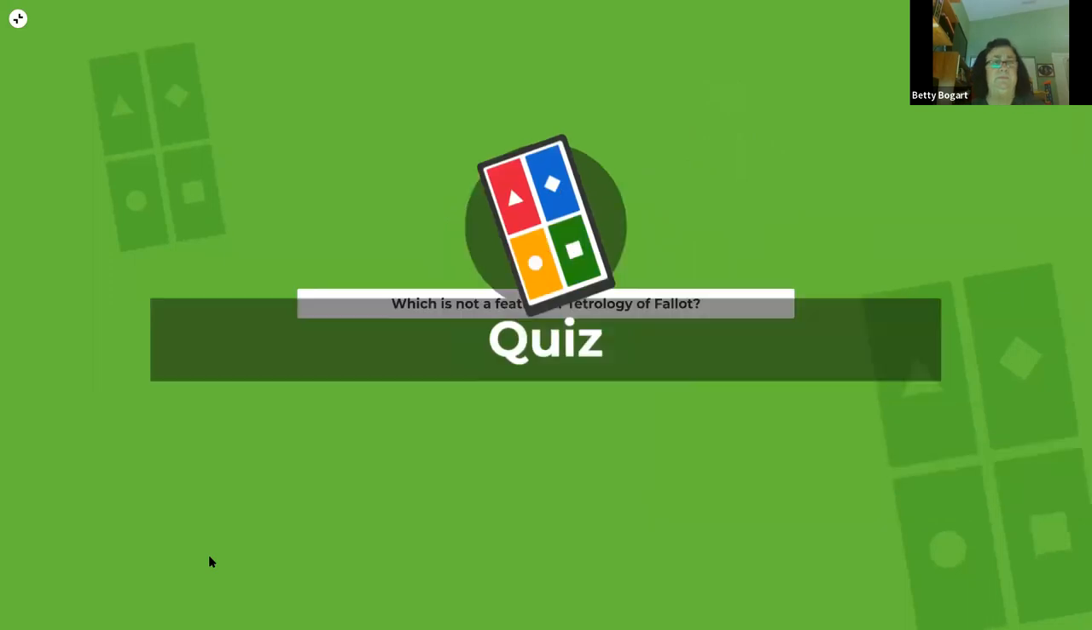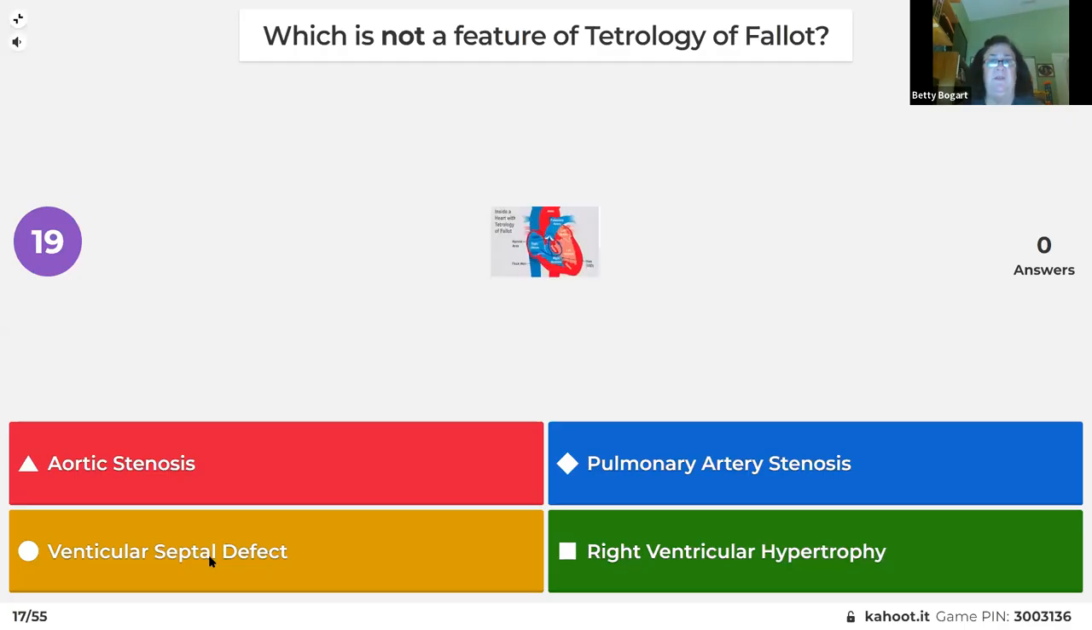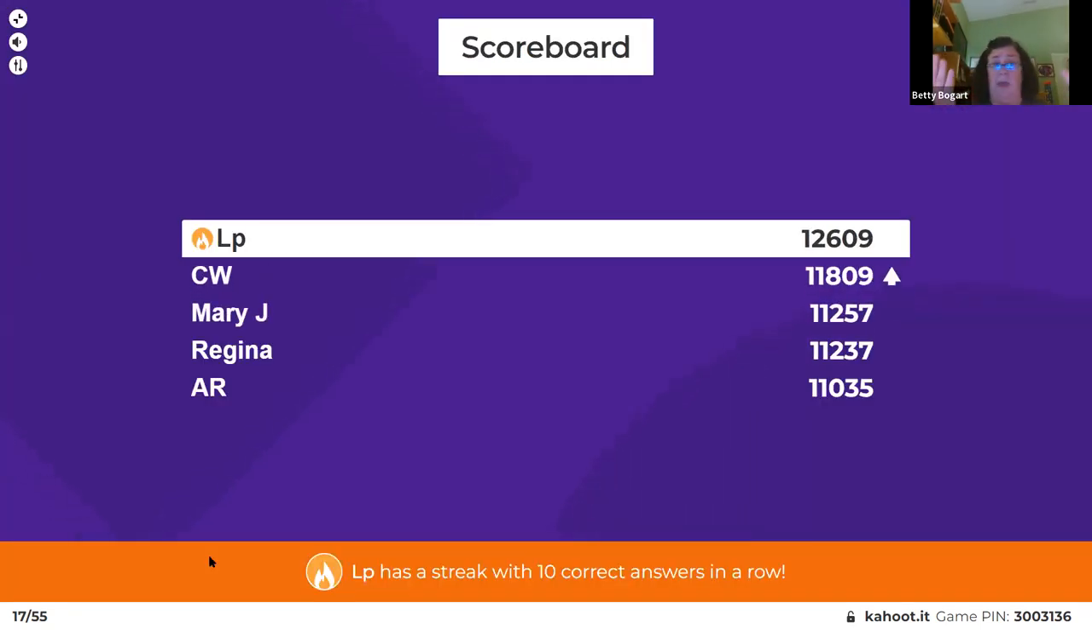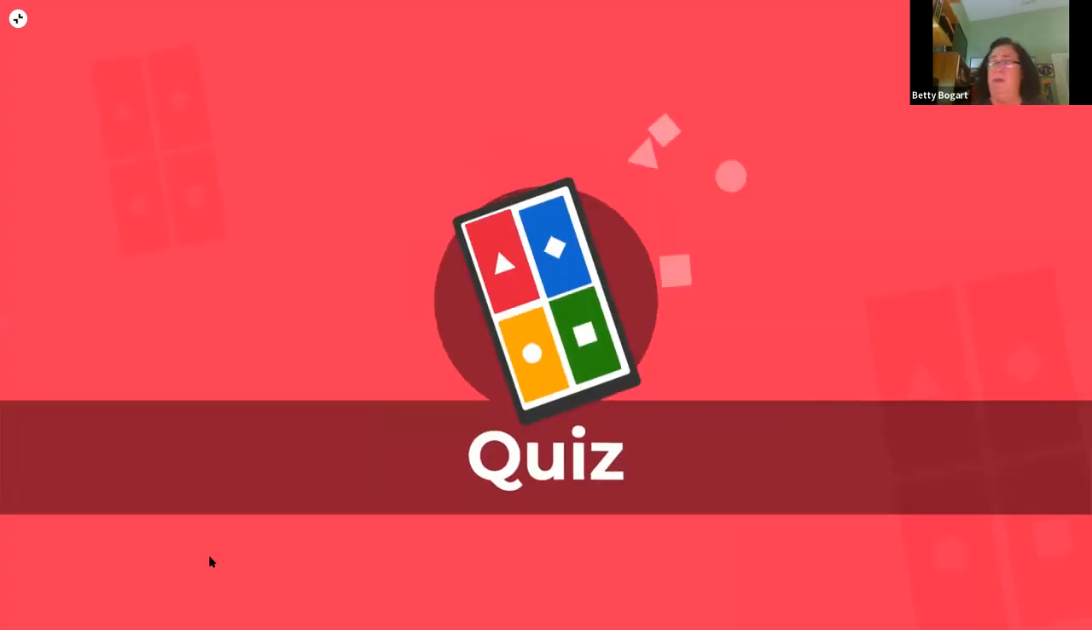What is not a feature of tetralogy of Fallot? Remember, tetralogy of Fallot is all right-sided. So aortic stenosis is on your left side. Actually, pulmonary artery stenosis is number one. That's what happens. The pulmonary artery gets occluded. No blood goes to the lungs. Remember, O2 saturations go from 100 to 10 in about 15 seconds. It's scary. They go from pink to black. It's insane what you see with those children with TET spells.